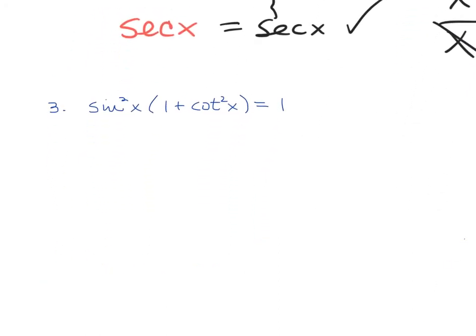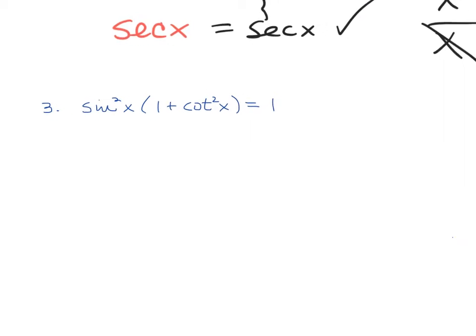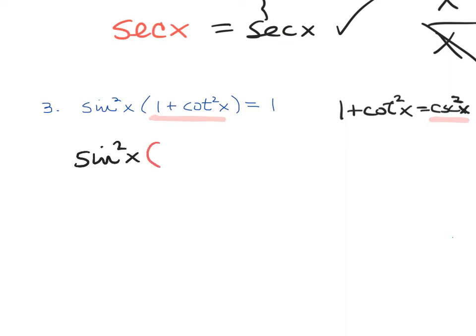I'm going to do it the simpler way first, and I'm going to replace what's in the parentheses with an identity. So again, the Pythagorean identity that I'm using is 1 plus cotangent squared x equals cosecant squared x. So I'm going to replace what's in the parentheses with this identity. I'm going to leave the sine squared x outside, and now in the parentheses, I'm putting cosecant squared x.